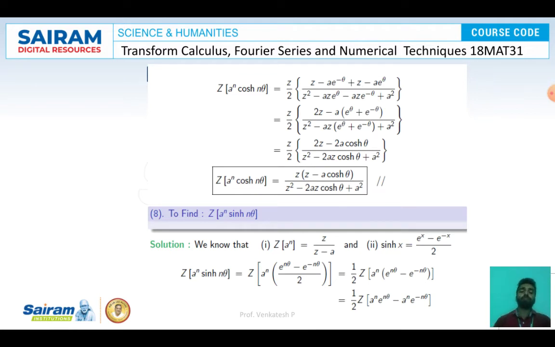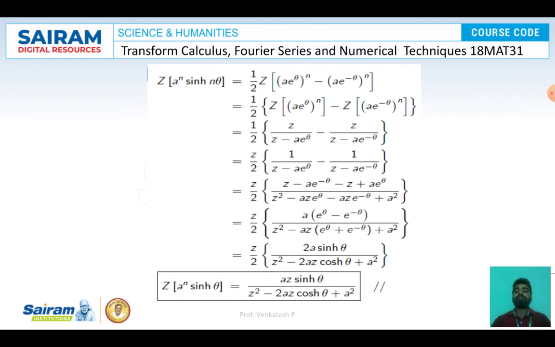So in the same way we will be solving the Z transform of a power n sine hyperbolic n theta also. Same as the previous proof, here in the place of sine hyperbolic n theta, I am going to apply this formula, that is sine hyperbolic x is equal to e power x minus e power minus x, by 2. So now to expand this, the Z transform of a power n sine hyperbolic n theta, in the place of sine hyperbolic n theta I will use a power n into e power n theta minus e power minus n theta, divided by 2. This will be equal to 1 by 2 Z transform of a power n e power n theta minus e power minus n theta. By taking a power n inside the bracket, I will get 1 by 2 Z transform of a power n e power n theta minus a power n e power minus n theta.